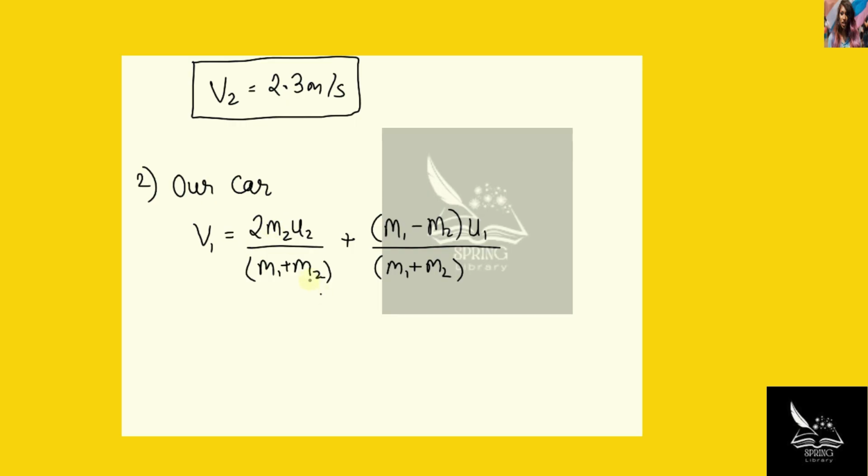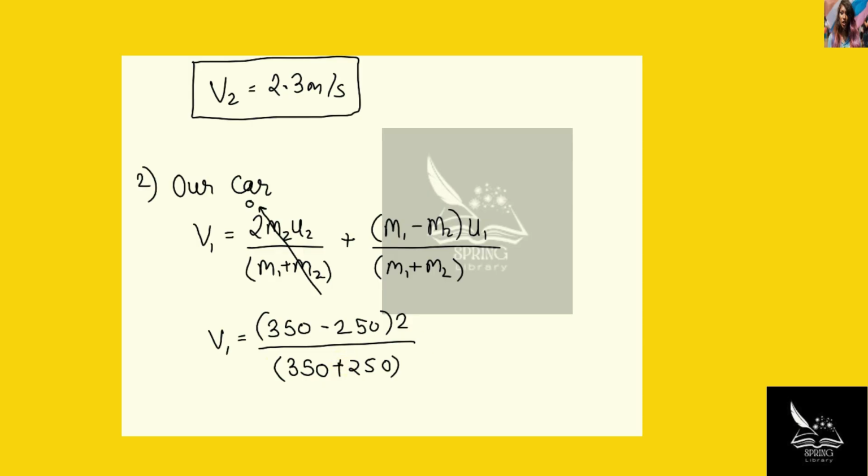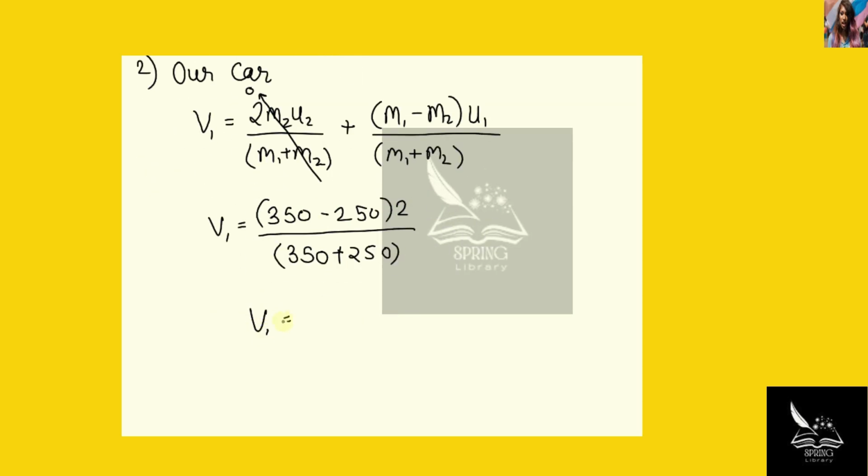Now as u2 is 0, this term will go to 0. If we plug the values, v1 will be 350 minus 250 into 2, divided by 350 plus 250. If we solve this, it will become 200 divided by 600, which is 0.3 meters per second. So this is the speed of our car.